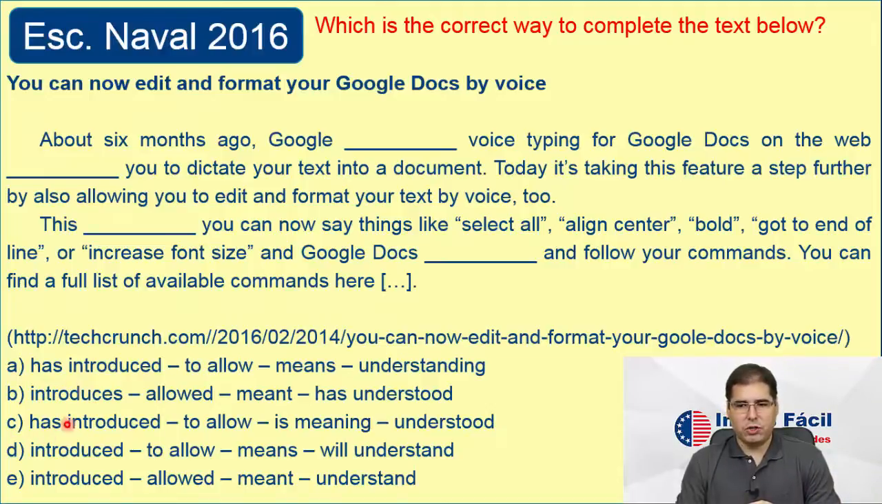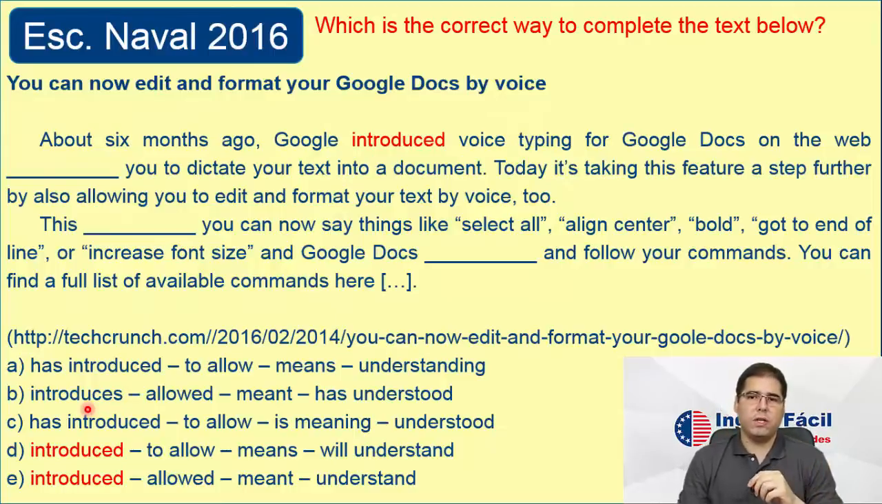So we have in here two present perfects, okay? I cannot use present perfect with a definite moment in the past, and I cannot use the present because it talks about something that happened in the past, okay? So in this case here, we are going to use introduced, okay? Google introduced means only letters D and E are possible now, okay? A, B, and C are already discarded, okay? So let's continue the text.